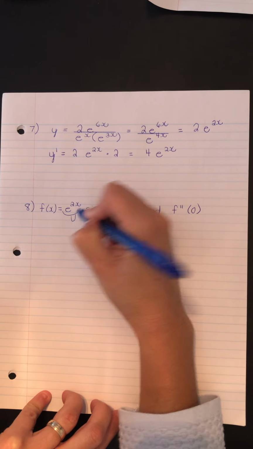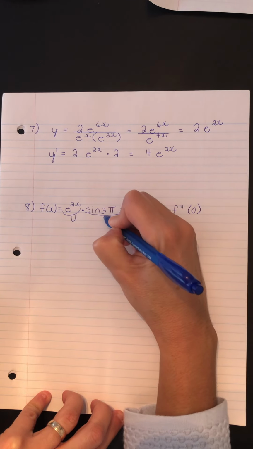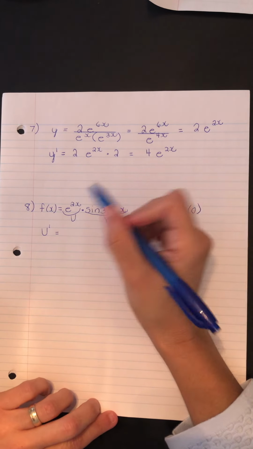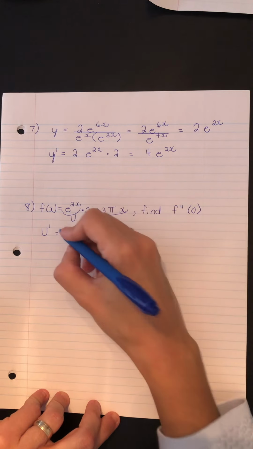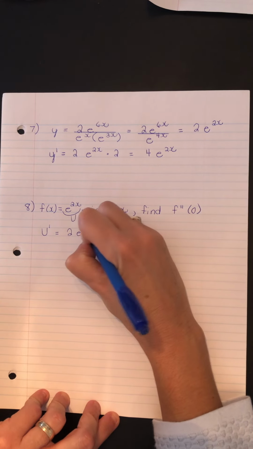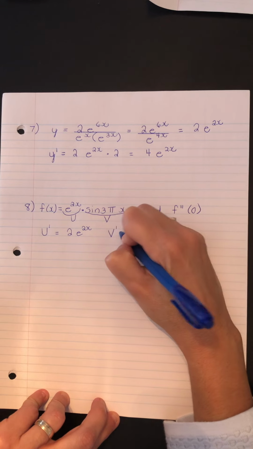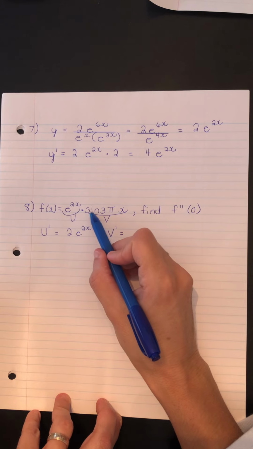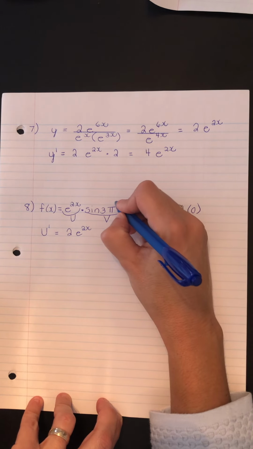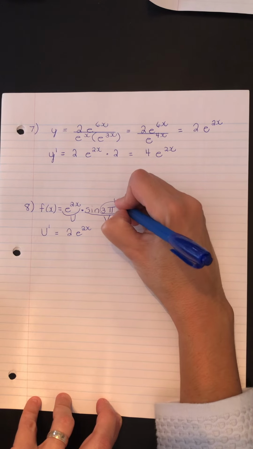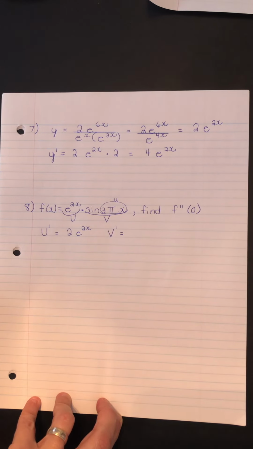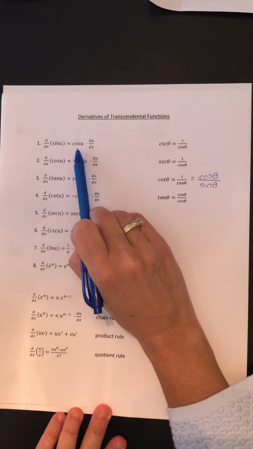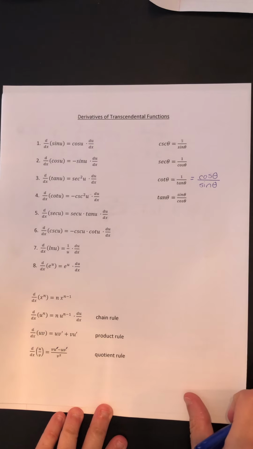So this is our capital U, and this is our capital V. What will we use for U prime? The derivative of e to the 2x is 2e to the 2x. Now we need the derivative, v prime. V is the sine of 3 pi x. So this is the little u in sine u. What's the derivative of sine u? It's cos u times the derivative of u.